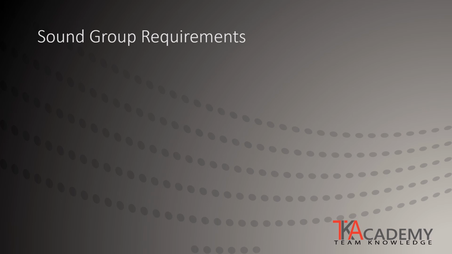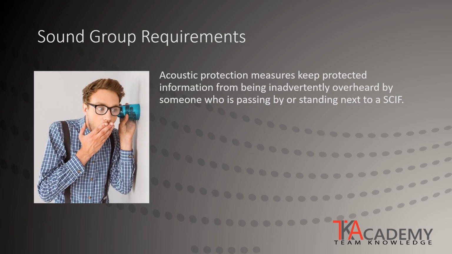SCIF walls, doors, and partitions will have minimum sound attenuation requirements. The acoustic performance requirements are intended to keep information secure from being overheard by someone who is passing by or standing next to a SCIF. The ICD 705 identifies two sound groups that are used for SCIF construction.